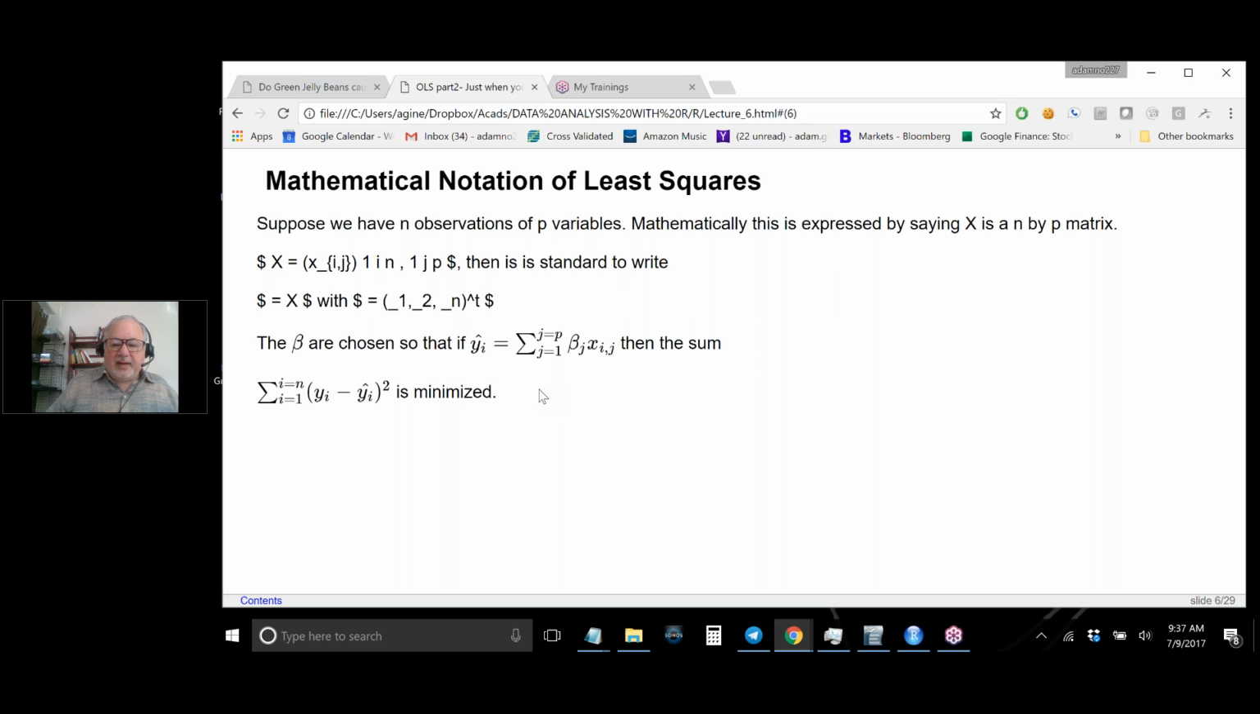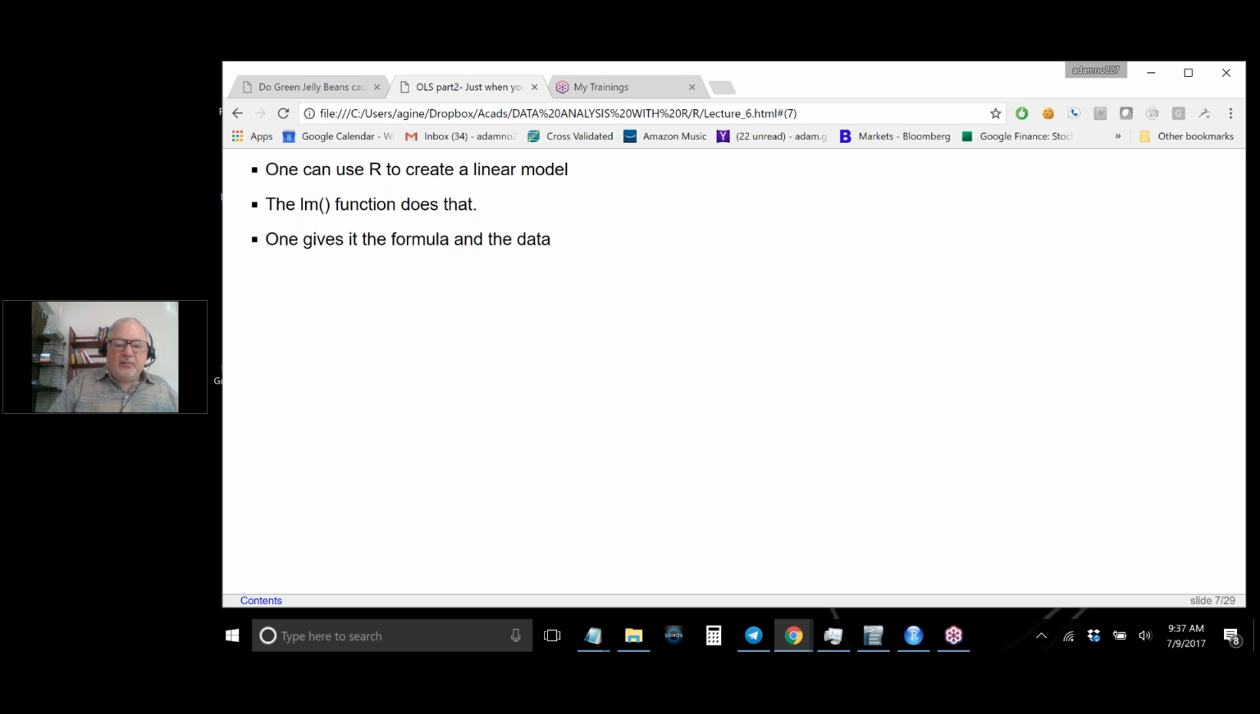And so this is a mathematical problem, and it can be solved regardless of how the statistics come out and how accurate this model is. Okay, and one can use R to create this model. The lm function does that, and it gives you a lot of information. All right, this is all pretty much a review of what we did last week.